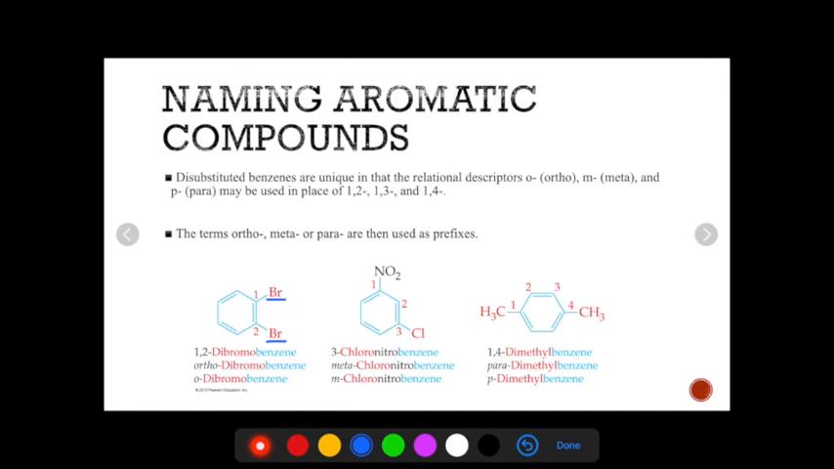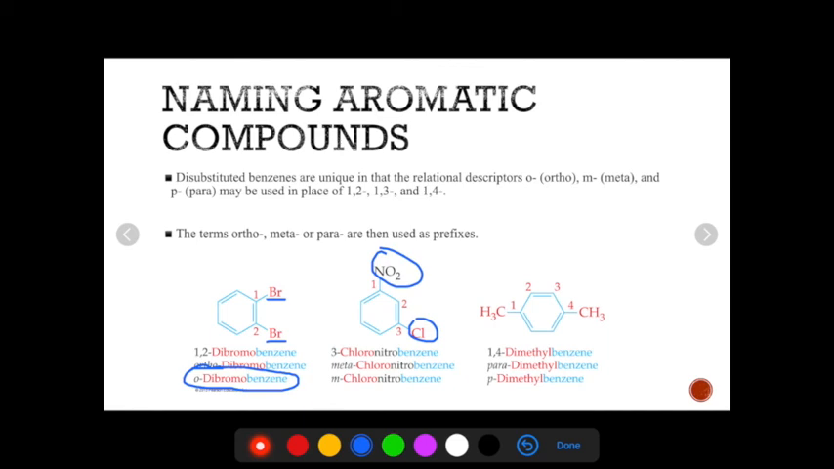So if the substituents are only 1 carbon away, then I'm going to use ortho. Okay, so it'd be ortho-dibromobenzene. So that's the same thing as saying 1,2-dibromobenzene. And then if my substituents are 2 carbons away, I can use meta. So here, I have nitro on carbon 1, chlorine on carbon 3. So I could say 3-chloronitrobenzene, or I can use meta and just say meta-chloronitrobenzene.